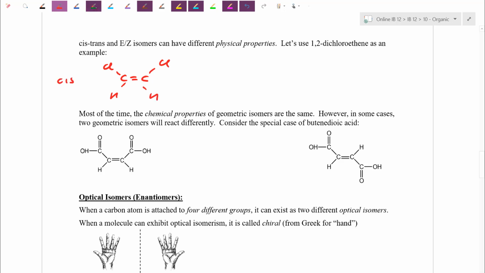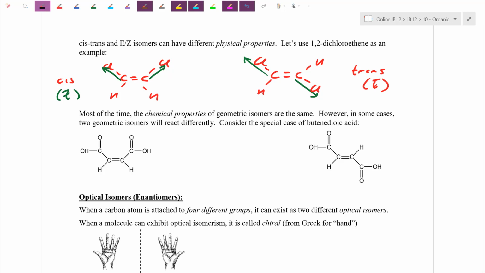If I do the high priority groups here, chlorine has a way higher atomic number than hydrogen. They're pointed the same way, so this is going to be the Z isomer. Let's compare this to the trans form. Again, it's not a structural isomer. Everything is attached in the same way, but it's just that the high priority groups are pointed opposite ways. This is now the trans isomer. And this is the E. And at least one property we can look at right away.